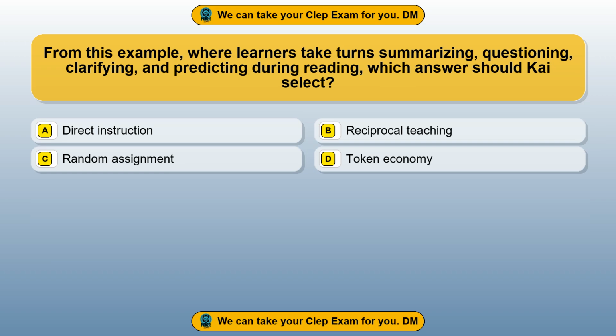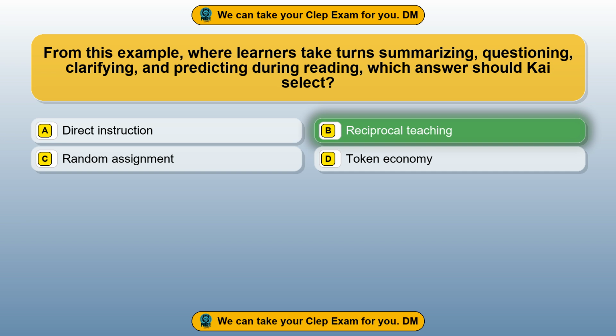Question 79. From this example, where learners take turns summarizing, questioning, clarifying, and predicting during reading, which answer should Kai select? Option A, direct instruction. Option B, reciprocal teaching. Option C, random assignment. Option D, token economy. The correct answer is option B, reciprocal teaching.